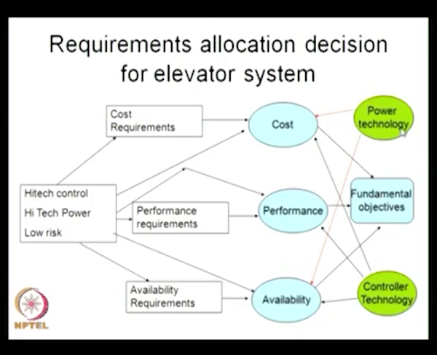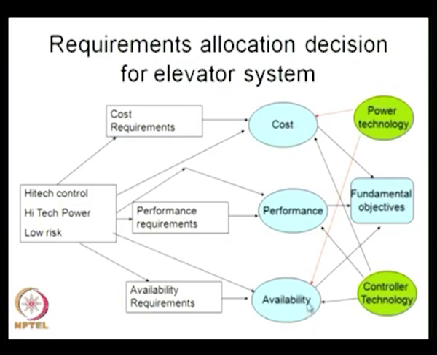And then we have the other chances like power technology and controller technology. What is the availability of the power technology and what is the availability of the controller technology? These are the two chances you have. So we have cost, performance and availability, and then power technology and controller technology as the chance nodes. Based on this we need to take a decision. What influences this particular decision is the cost requirement. So you can see here again there are decision boxes: cost requirement, performance requirement and availability requirement. So the decision has to be taken based on the cost requirement, performance requirement and availability requirement. These again become the decision nodes.